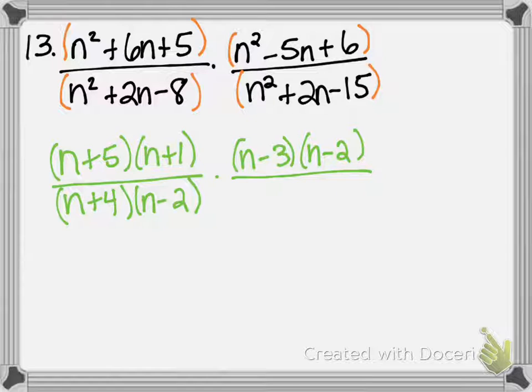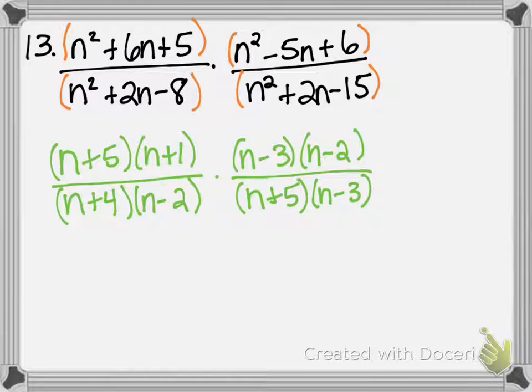And then divided by n squared plus 2n minus 15. What will multiply to give you a negative 15, so one's positive, one's negative, and will add to give you a positive 2, and you will get n plus 5 and n minus 3.